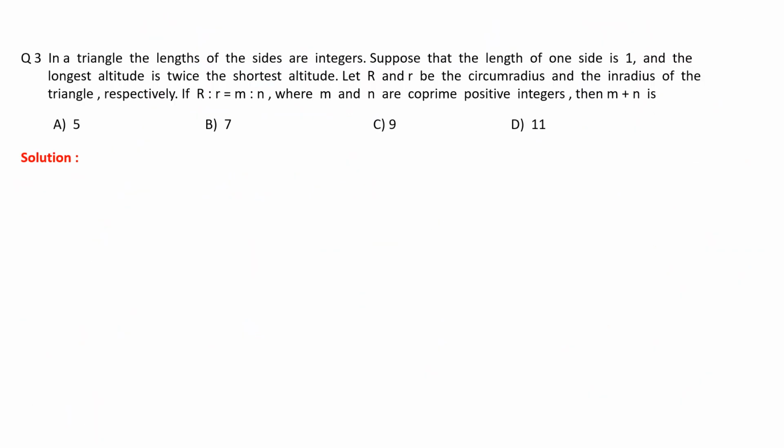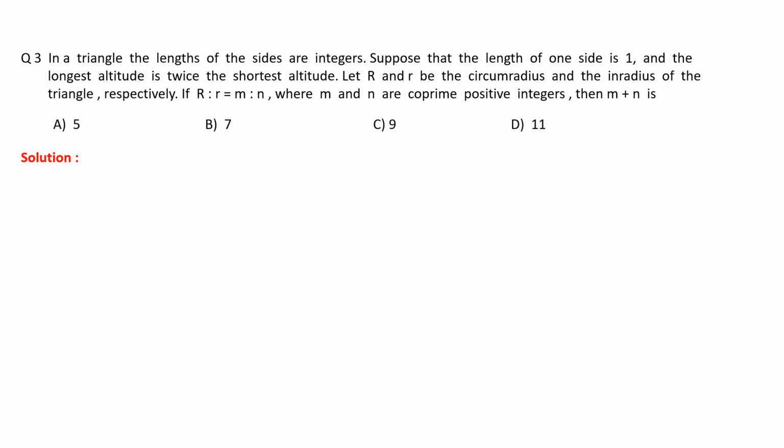Now this is the next question. This question is a little tricky in nature. It says in a triangle the lengths of the sides are integers. Suppose that the length of one side is 1 and the longest altitude is twice the shortest altitude. Let capital R and small r be the circumradius and the inradius of the triangle respectively. If capital R upon small r is equal to m is to n, where m and n are co-prime positive integers, then find the value of m plus n.